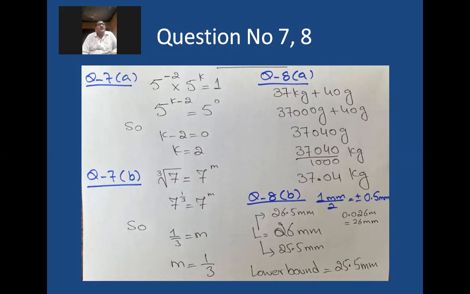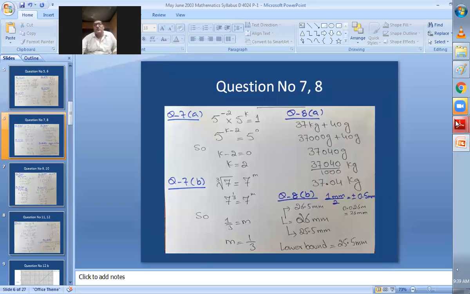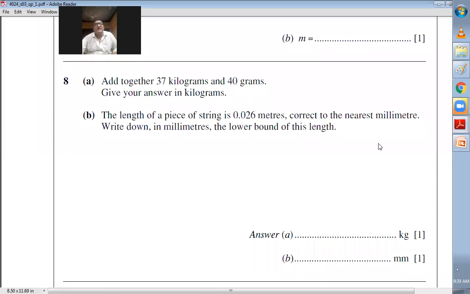Hopefully you have understood this question. So next, let's move to the next question. The question is 8b part. It says the length of a piece of string is 0.026 meter, correct to the nearest millimeter. So it is correct to the nearest millimeter.